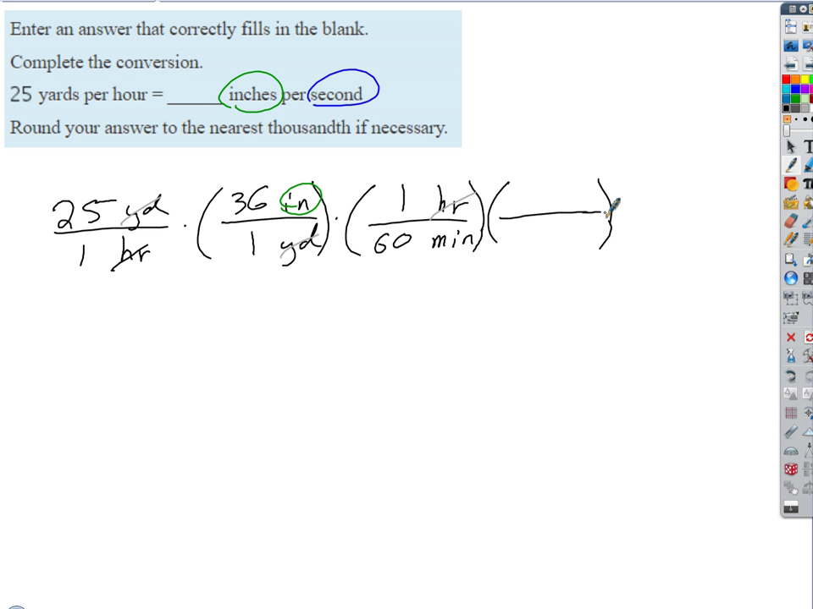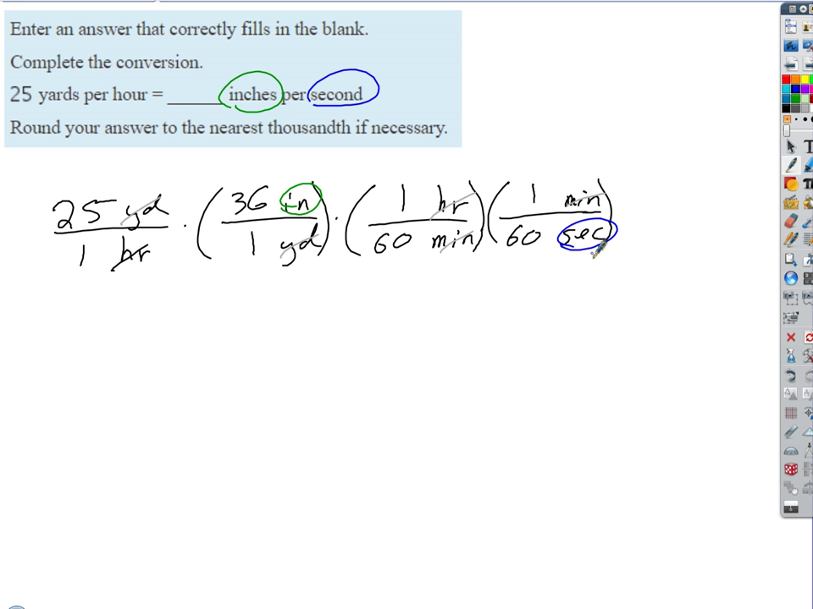So Savannah, what unit goes on the top here? Minutes, good. Because we need the minutes to cancel. What unit do we end up with on the bottom? Okay, what's a number of minutes and seconds that are equal? Well, minutes are bigger. 1 minute equals 60 seconds. Okay, so now we're there. Look, we've got our seconds on the bottom, we've got our inches on the top.